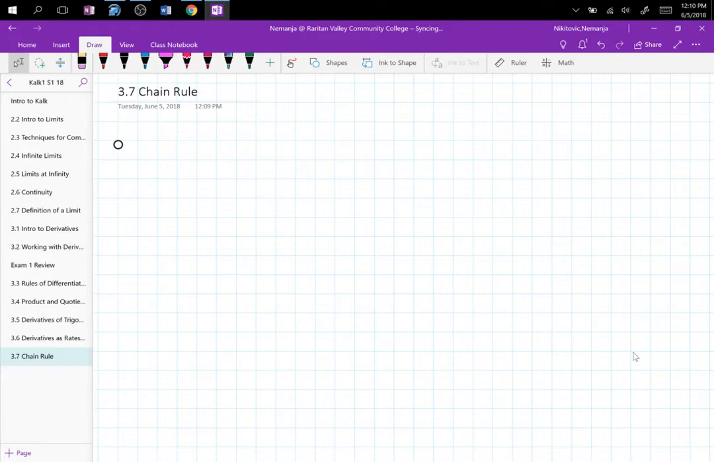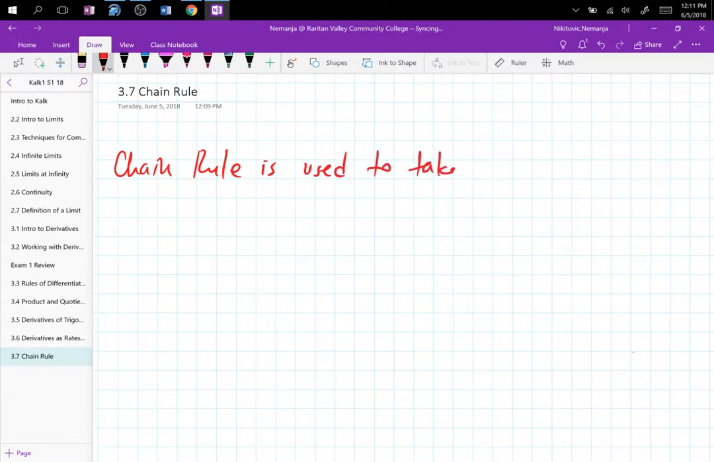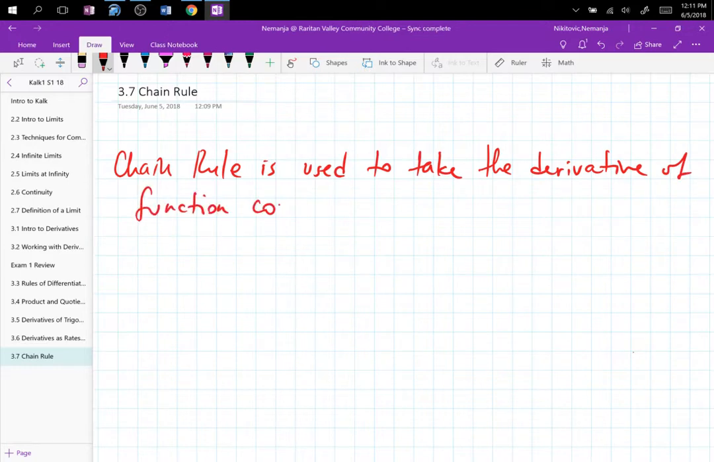So chain rule, let's actually write that right away. So chain rule is the way to take the derivative of function composition. So chain rule is used to take the derivative of function composition.